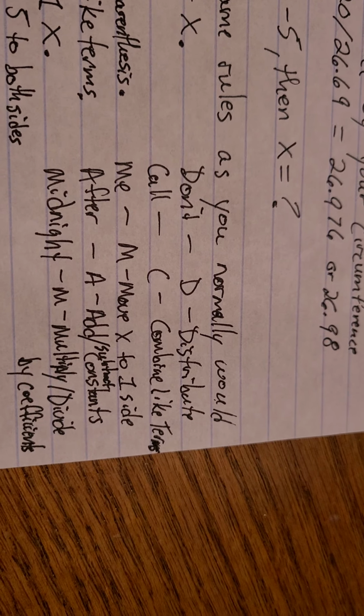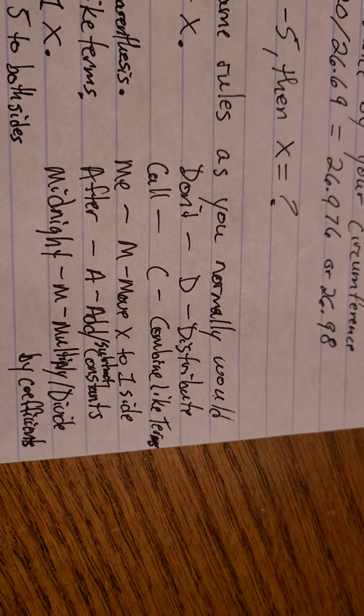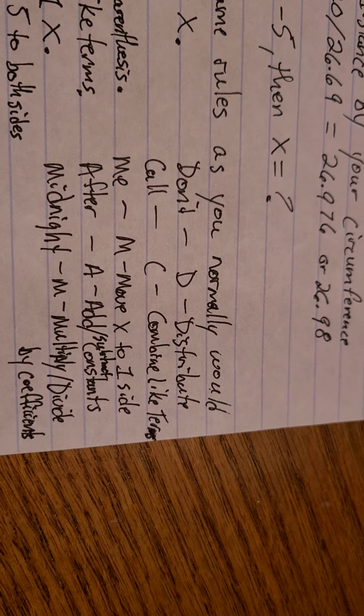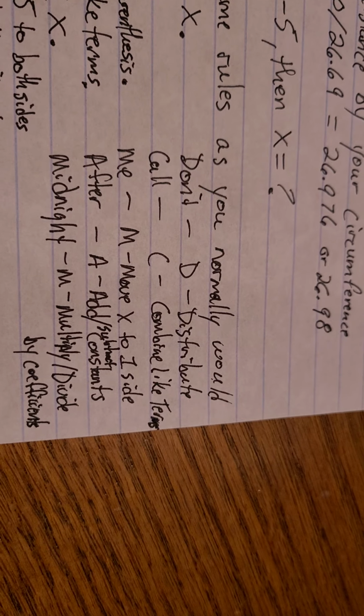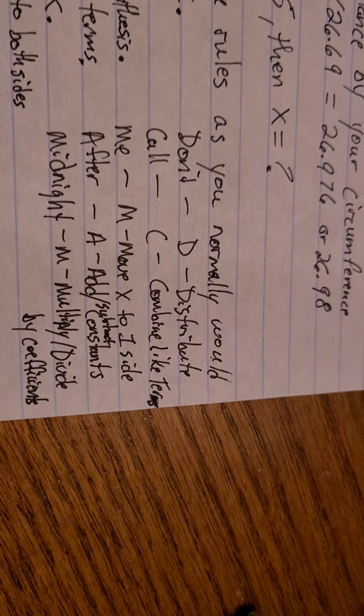C is combine like terms. That's things that are on the same side of the equal sign. M is move x to one side. A is either add or subtract constants, and M is multiply or divide by coefficients.